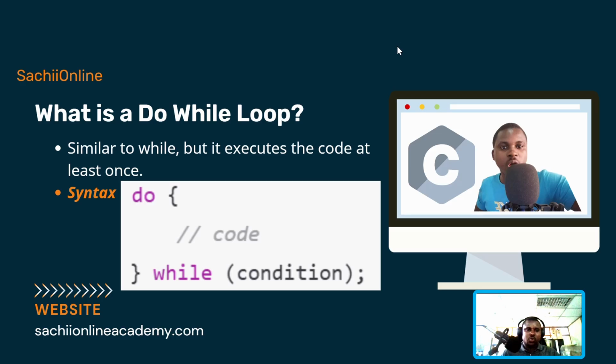So what is a do while loop? When you look at a do while loop, it's just like a while loop, but this one executes the code at least once. Why? Because we first do the task and then after that we check the condition. So you do something while the condition is true, just as simple as that.